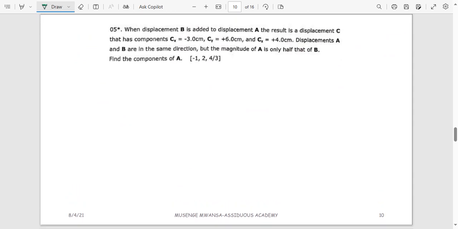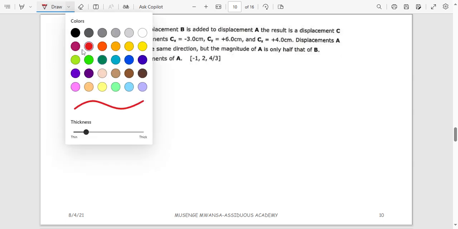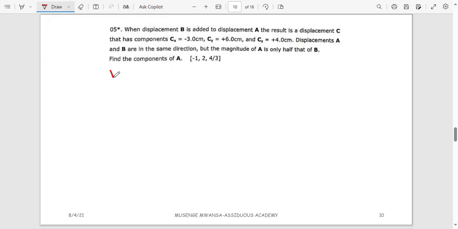Next question. When displacement B is added to displacement A, the resultant is a displacement C that has components Cx, which is negative 3, Cy, that's positive 6, and Cz. So this one is a vector in 3 dimensions, not 2. Displacement A and B are in the same direction, but the magnitude of A is half. You get that English. What can make you feel this question is hard is not that it's hard, it's because you don't love English.